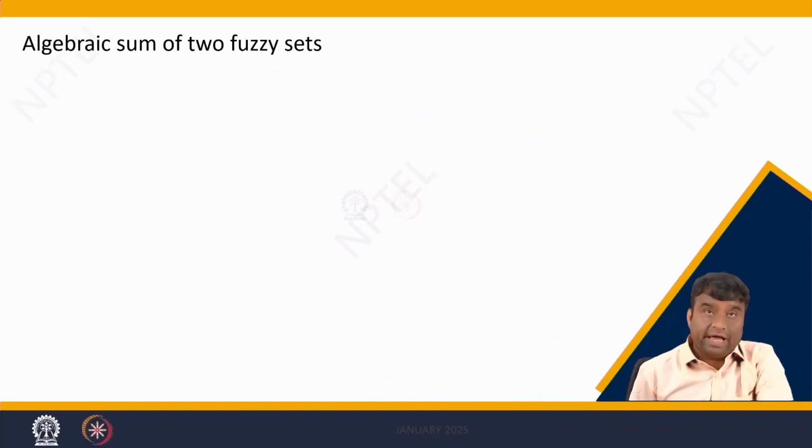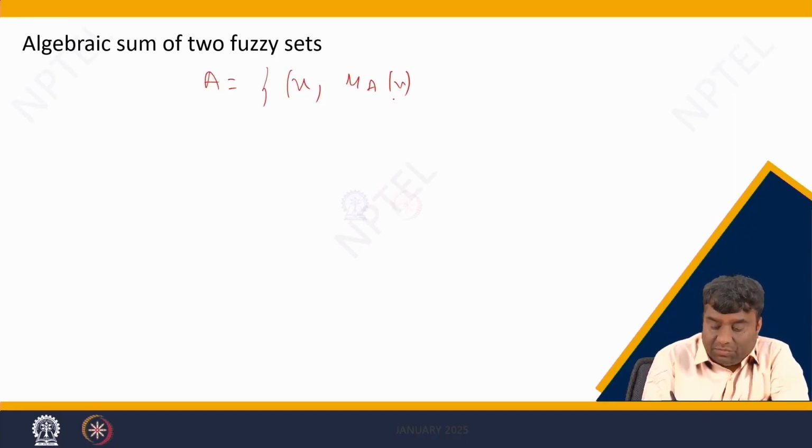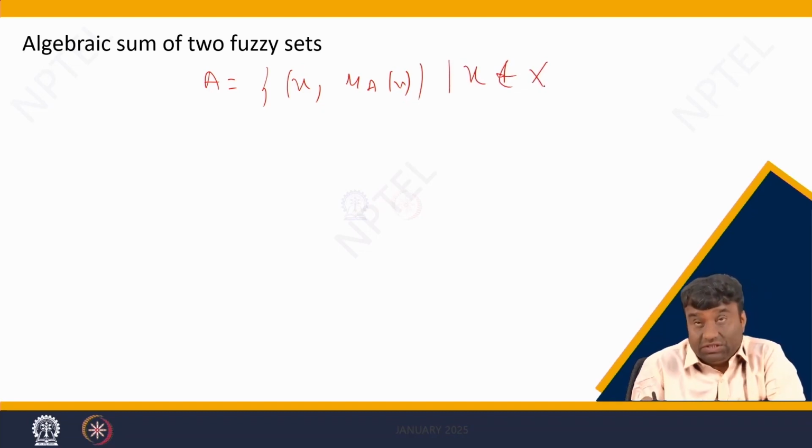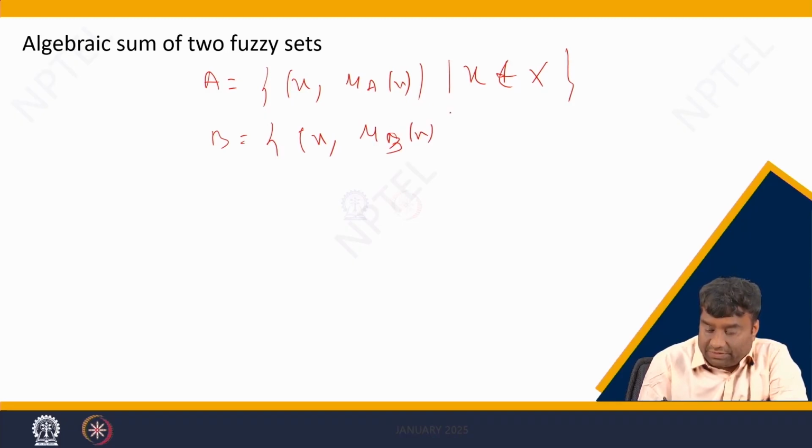Next is the algebraic sum of two fuzzy sets. So we are assuming two fuzzy sets A and B. Let A be a fuzzy set, which is {(x, mu A(x))}, where x belongs to capital X, the universe of discourse. And B is a fuzzy set, which is {(x, mu B(x))}, x belongs to capital X.